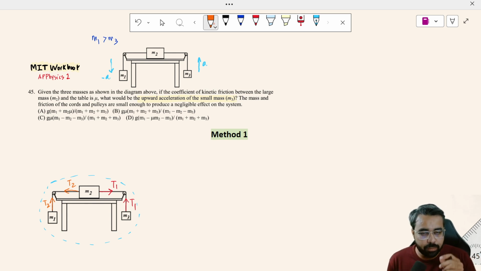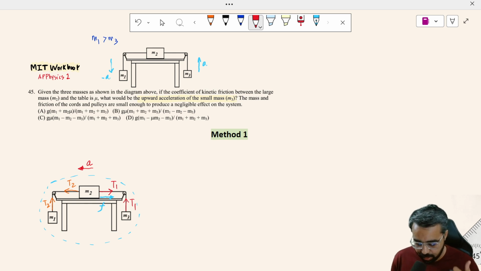The force that will not cancel out, the force that will not be countered, is this force. See carefully that this is a force of friction. And why is that? Because this is a force applied on m2 and we know that m2 is accelerating in this direction. So that's why the frictional force must be in the opposite direction.